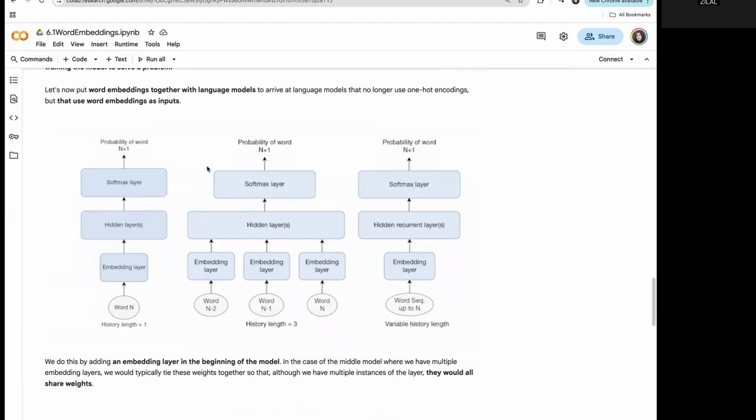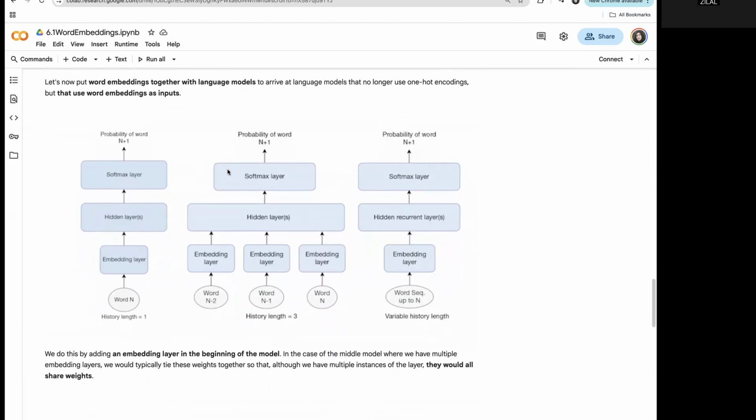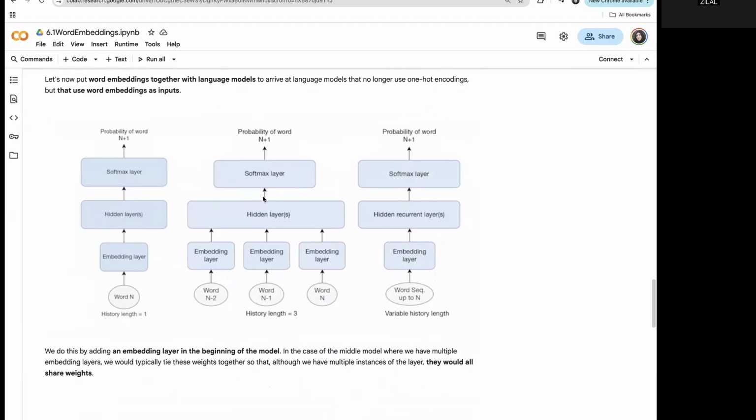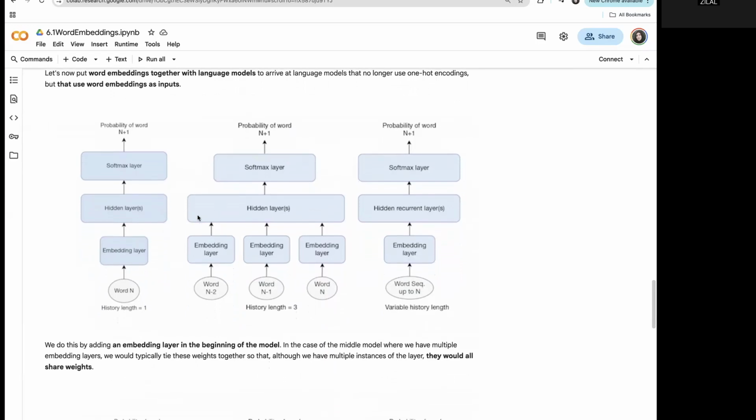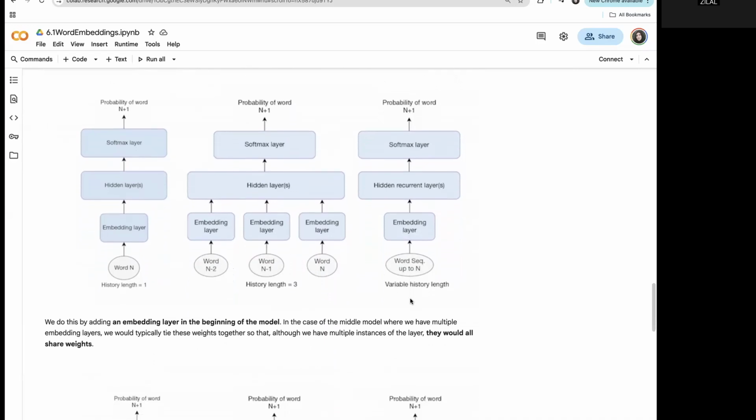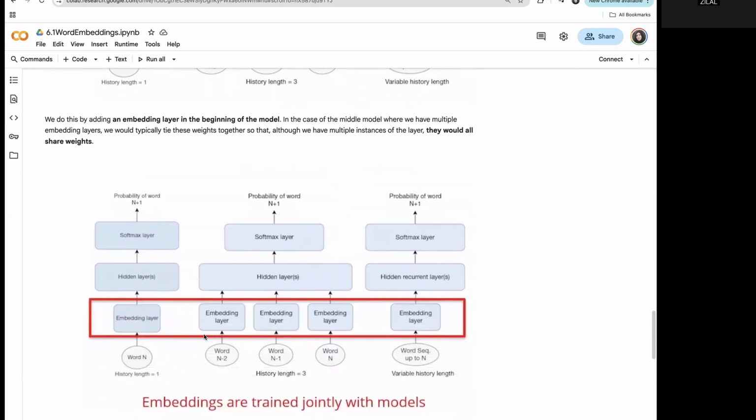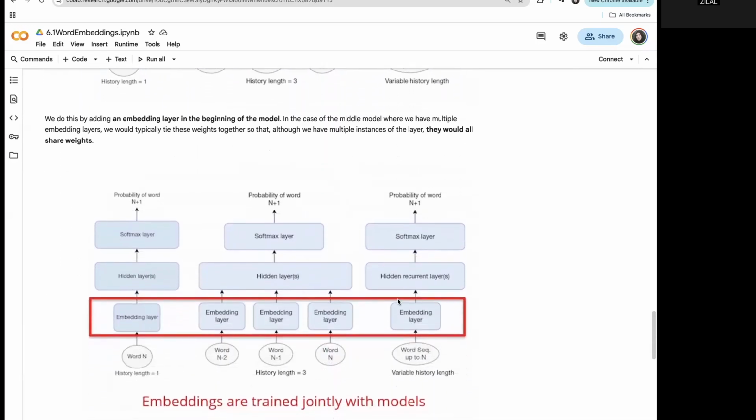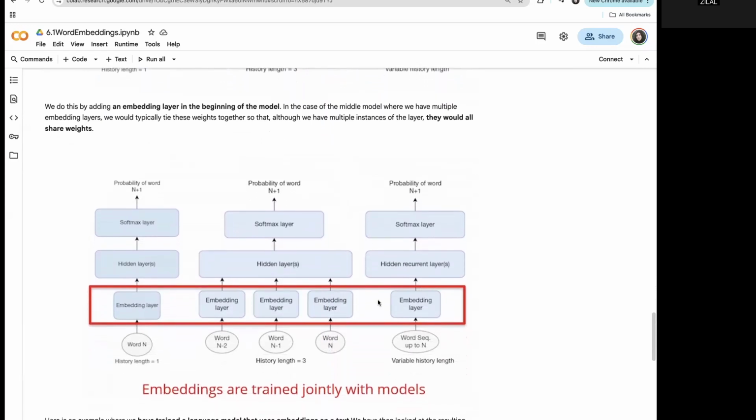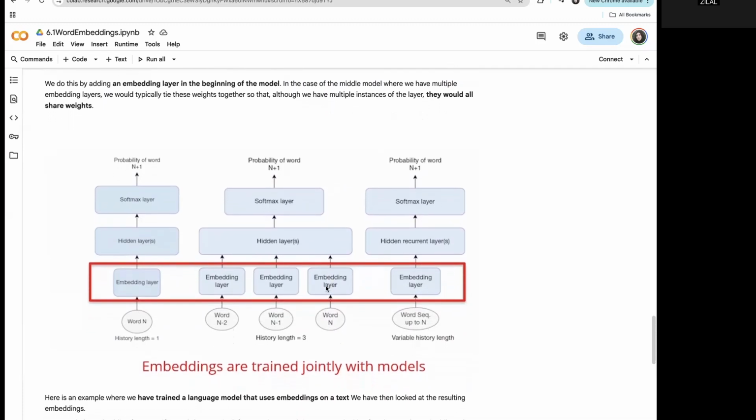Let's now put word embeddings together with language models to arrive at language models that no longer use one-hot encodings, but that use word embeddings as inputs. We do this by adding an embedding layer in the beginning of the model. In this case, the middle model where we have multiple embeddings, we would typically tie these weights together so that although we have multiple instances of the layer, they would all share weights.